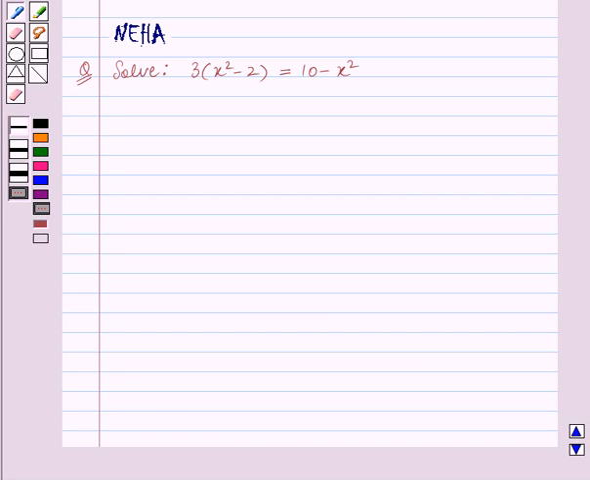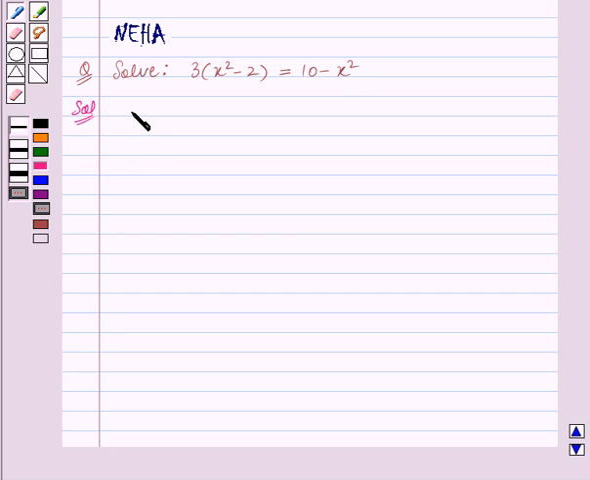In this session, we will discuss the following question, and the question says, solve 3 into x square minus 2 the whole is equal to 10 minus x square. Let's start the solution now.